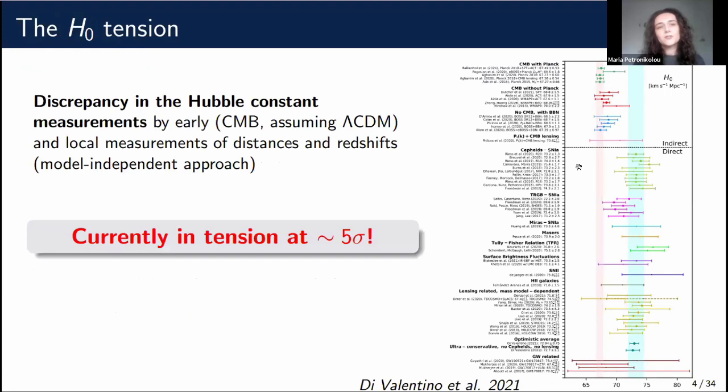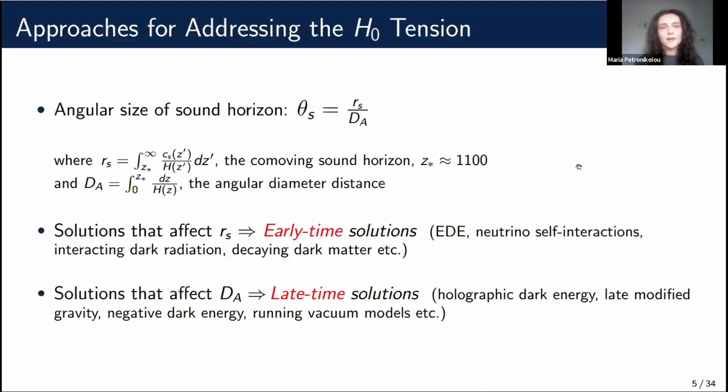So, the H-node tension is actually the discrepancy in the Hubble constant measurements as estimated by the cosmic microwave background in the early universe and local measurements of distances and redshifts using model-independent approaches. Today, this tension is about 5 sigma. In the literature, we can find several approaches for addressing the H-node tension.